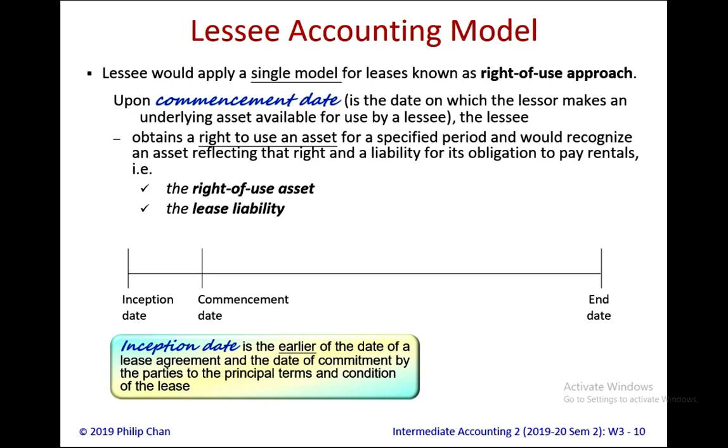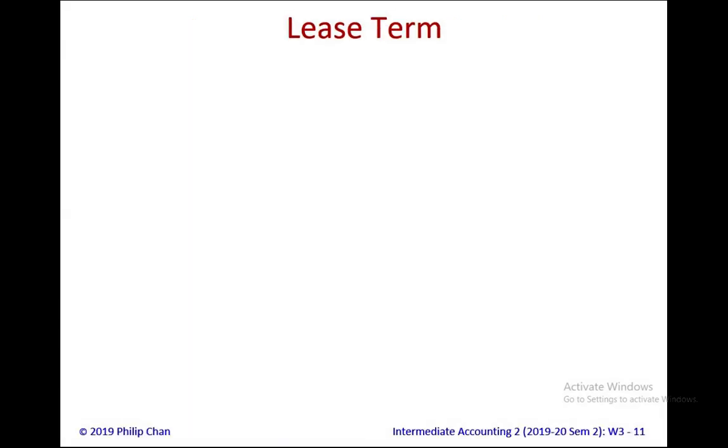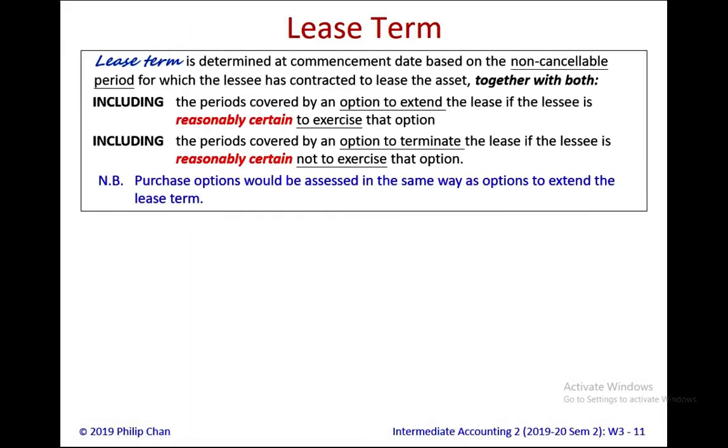To determine the lease term, number one, to determine lease term, as well as number two, to identify lease payment for accounting purpose. Let's start with lease term. Lease term is determined at the commencement date based on the non-cancelable period for which the lessee has contract to lease the assets, together with both the terms as follows.